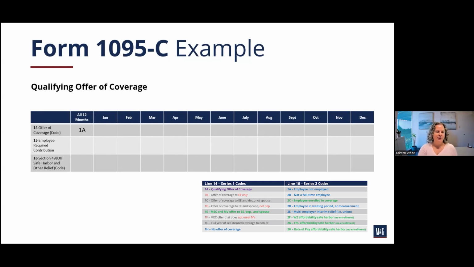This is if the employee met that qualifying offer of coverage. We said you can use the code 1A and the rest can be blank. Now, there is some argument that if they did enroll, it's nice to put in the 2C code here. Not required, but can be helpful.